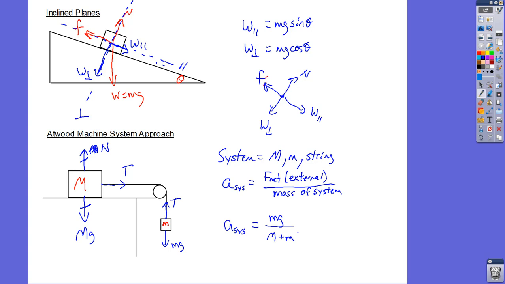So if you don't actually need to know what the tension is, that's kind of a quick way to do those. Well, I know this was a lot, so I will end now, and hopefully this was a help.